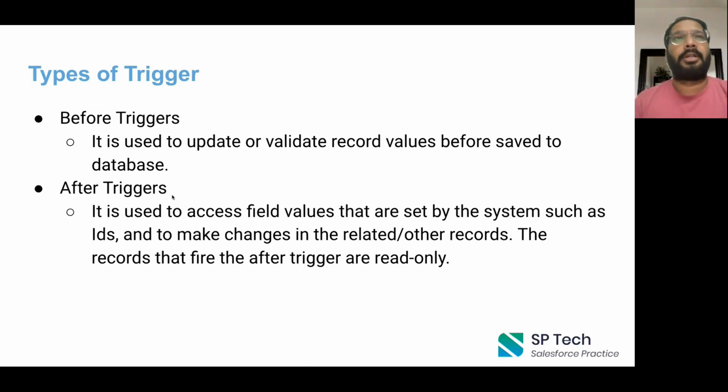Now this is before and after. Before is used to update or validate records before they are saved to the database. After is used to access field values that are set by the system, such as ID. Suppose you are creating a new record: before saving to the database, the ID won't be created. If you don't need the ID and still want to make some changes, you can use a before trigger. But if you need the ID for a certain purpose, you can use an after trigger for that record, because the ID will be generated when the record is saved in the database.